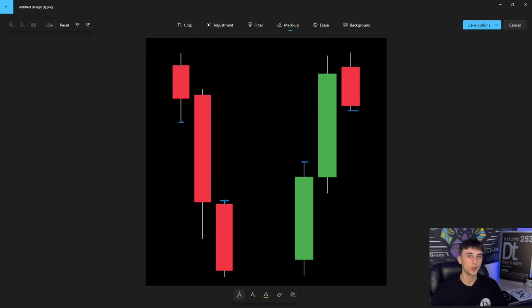Fair value gaps are formed because there's an imbalance between buying and selling pressure. So in a bearish example, there were too many sellers and not enough buyers, which caused this imbalance, or in other terms, inefficiency. And for a bullish example, there were too many buyers and not enough sellers, which again causes that imbalance.